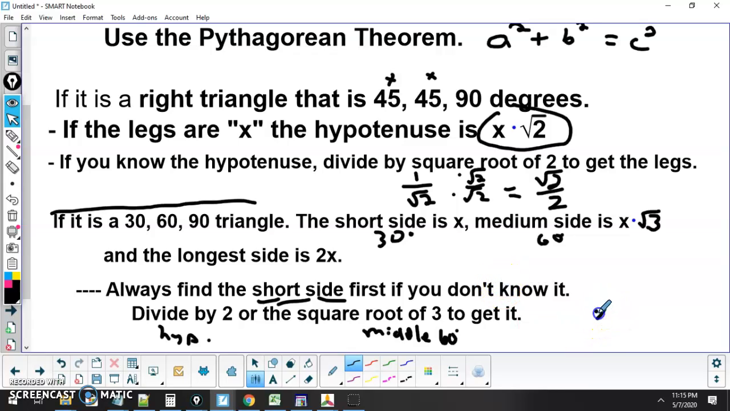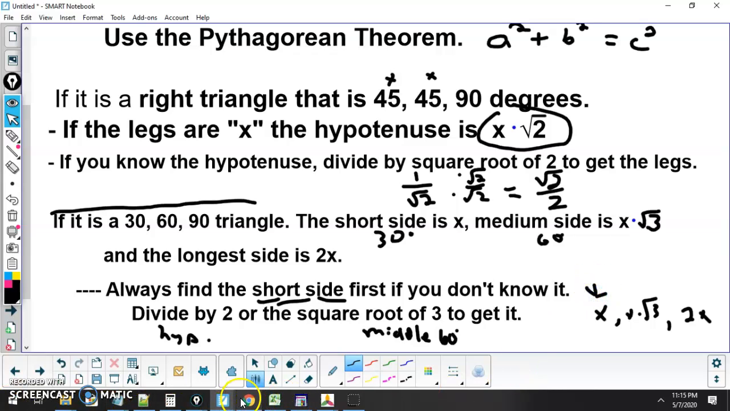So it's basically x for the one side, x times the square root of 3 for the other, medium side, and the hypotenuse is 2x. And you have to divide if you don't have the short side to start with. So it's always important to find that first.